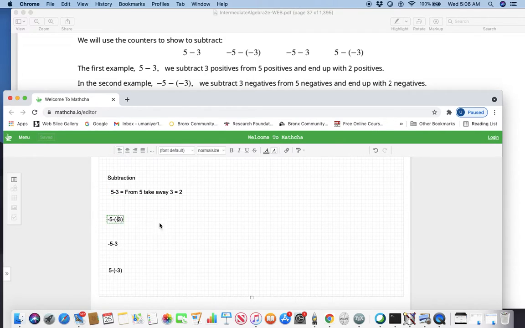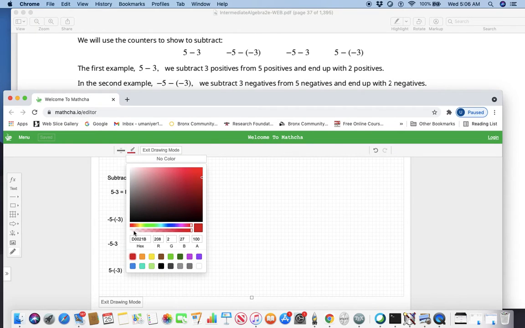Next, what's the meaning of negative 5 minus negative 3? This means from negative 5, take away negative 3. So notice, when it's negative numbers, you might want to draw a few pictures. You can think about it this way.